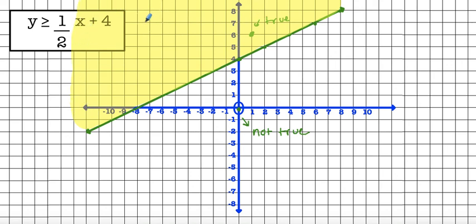Okay, so that's it for this example. Just remember that any point that I pick in this shaded region, or even on the line, because it's y greater than or equal to, will make this statement true.